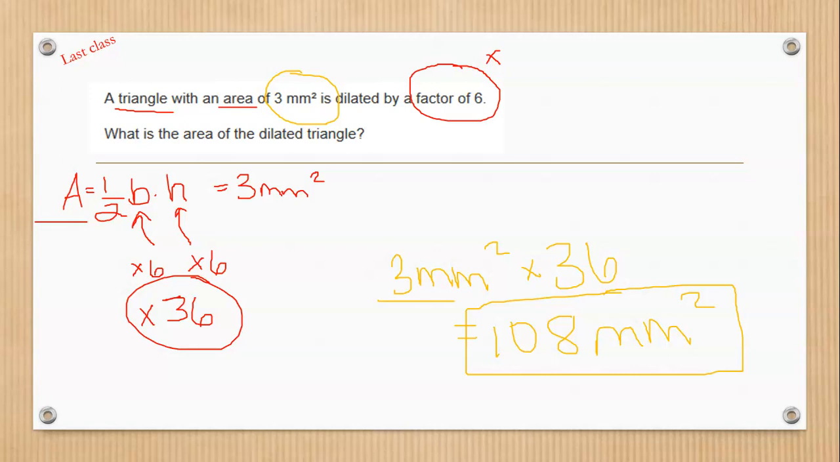Here it's growing because it's bigger than 1, so we know the shape's going to get bigger. And you want to take into account each length that the shape has in the given formula, right? So it was area, so that's why we wrote this area formula. And we found that there are two lengths, the base and the height. So we multiplied the 6 twice. So 6 times 6 is 36.